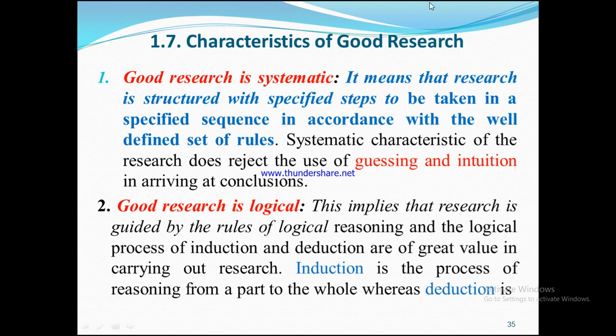Characteristics of good research. Good research is systematic, meaning ordered, organized, and methodological. These qualities make a research good research.